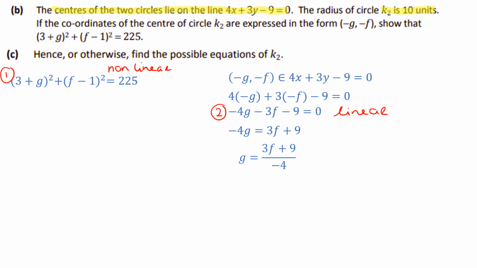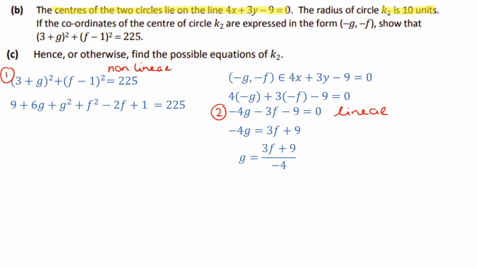Before I go to sub this in, I'm just going to expand my nonlinear a little bit to make it easier. You can go straight into the substitution from how it currently looks, but because g is a fraction, and this is going to be a fraction within a bracket to be squared, it's going to get very complicated very quickly. So my advice is square out those brackets now and then substitute.